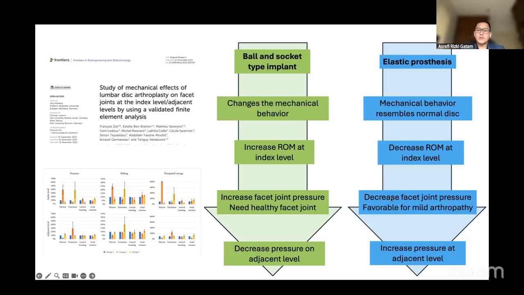So it will decrease the facet joint pressure, but it increases the pressure a little bit on the adjacent level. With these two types of implants, we can see that we can extend the indication a little bit more with the elastic prosthesis. Whenever we have mild facet joint arthropathy that is a contraindication for the ball and socket type implants, then we can use an elastic prosthesis in preserving the motion segment of the spine itself.